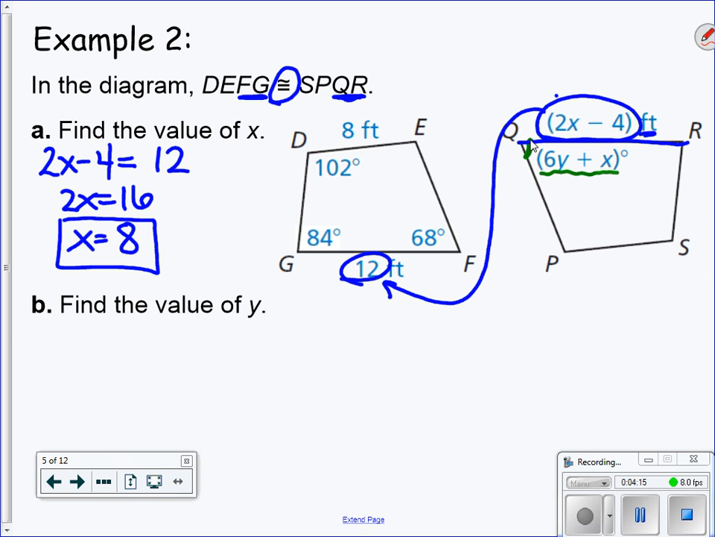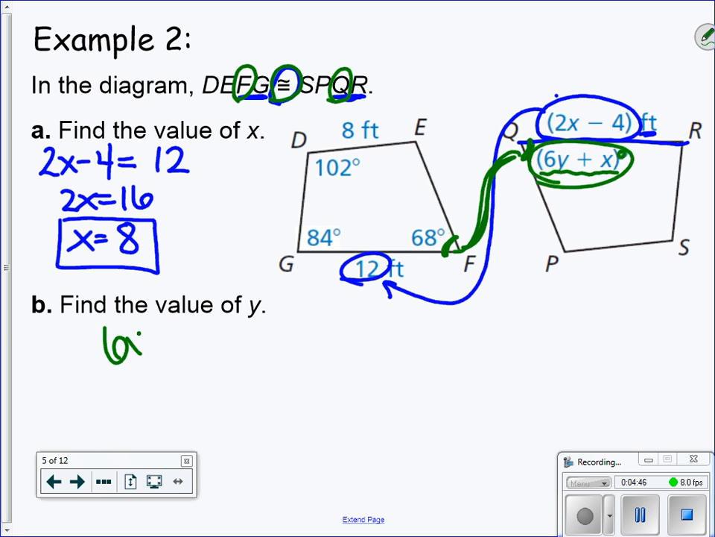Now the value of y we talked about right here. Now look at how this is labeled. The y, the 6y plus x, that is a degree. So that means that we're talking about an angle here, and we're talking about angle Q. Well, angle Q corresponds with angle F. So let's find F here, and it's 68. So what you're going to do is you're going to set these angles equal to each other because Q corresponds with F, and they are congruent to each other.